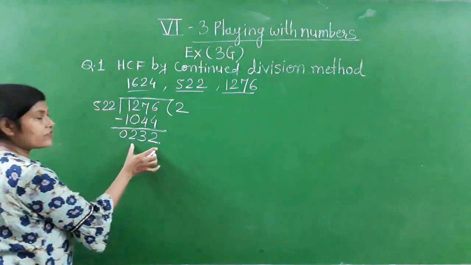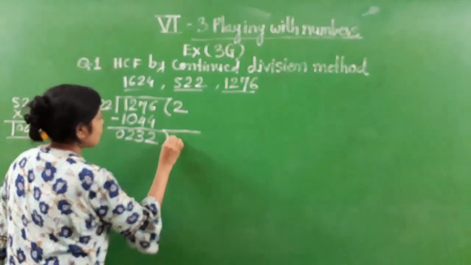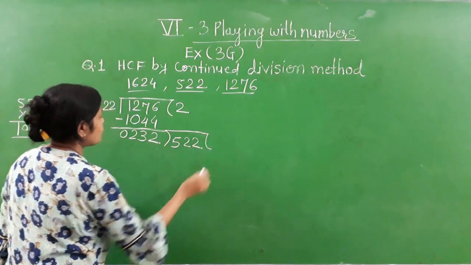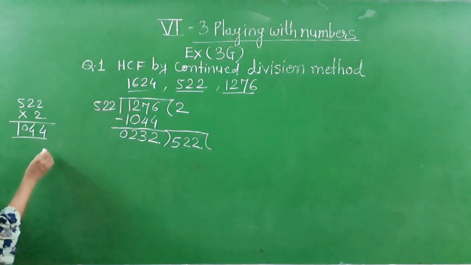Now this is your divisor and this becomes your dividend. So here we'll write 522. Now we'll see here 234. 2's, what will we get? Okay.